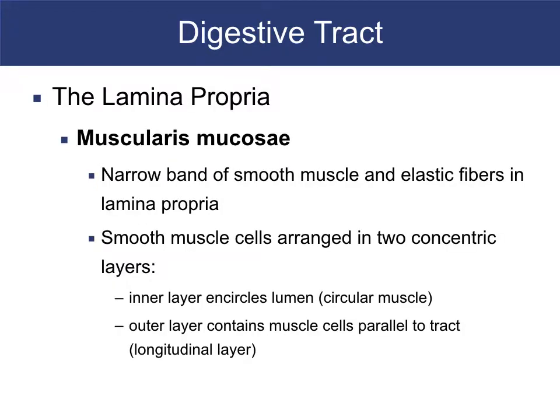The muscularis mucosa is this very narrow band of smooth muscle that's right up there in the lamina propria. It's so small, it's just not a big deal. Remember, the muscularis mucosa is very, very thin.